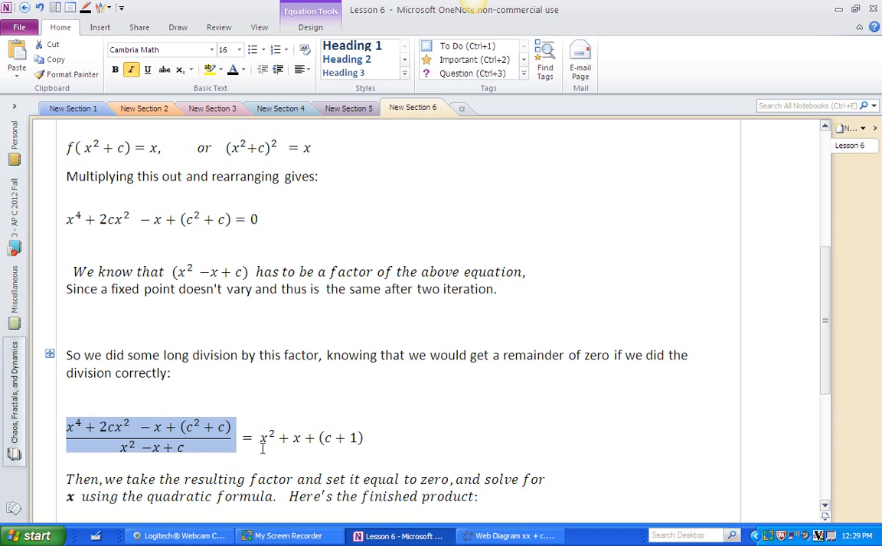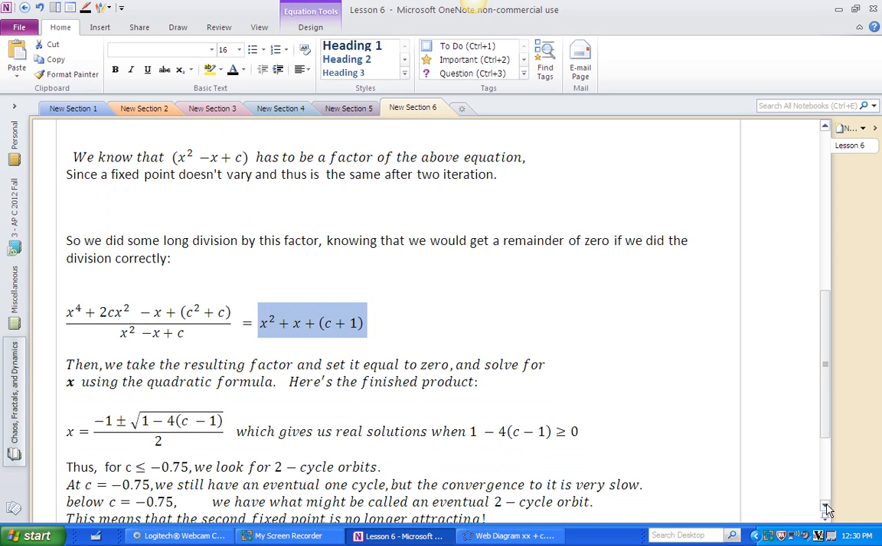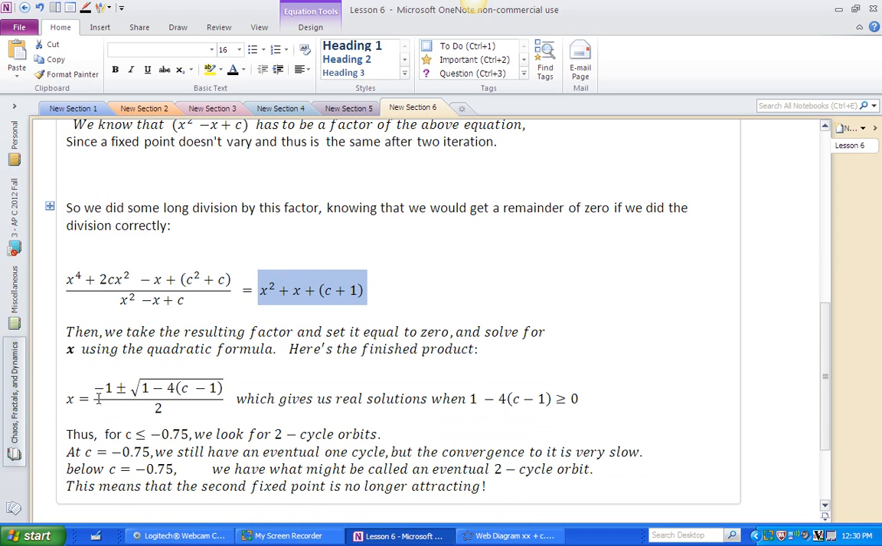We did that using good old long division, and this was the answer we got. That's our other factor. The original factor, x squared minus x plus c, gave us our 2 fixed points. This factor, if we set it equal to 0 and solve, is going to give us our oscillating 2 cycle numbers. So we plug into the quadratic formula.